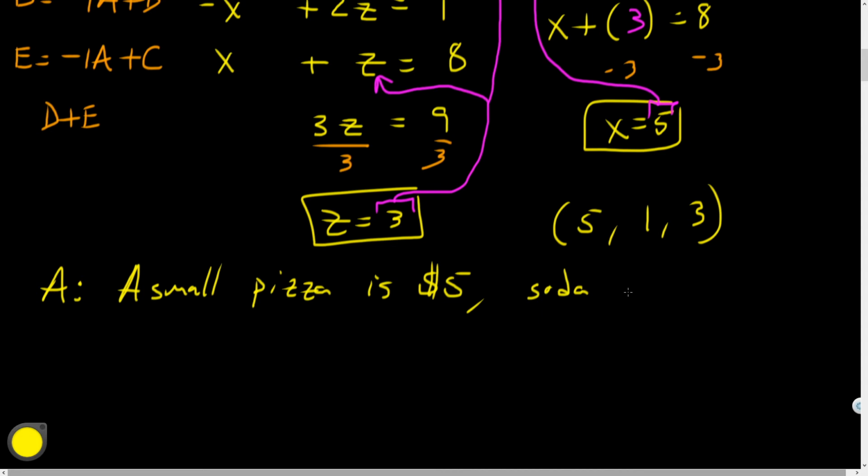Soda is $1. And a salad is $3. Boom. Got him. All right, nice. And so we've solved a word problem.